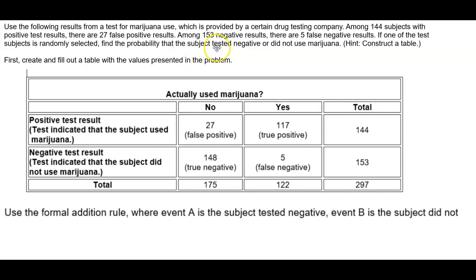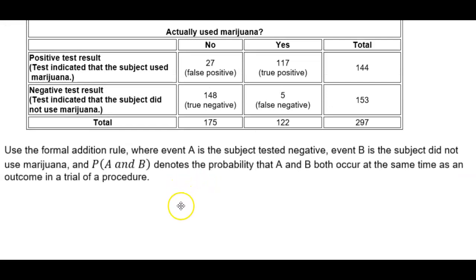Okay, so again, we want to find, if one of the test subjects is randomly selected, the probability that the subject tested negative or did not use marijuana. So we're going to use the formal addition rule, where event A is the subject tested negative, event B is a subject that did not use marijuana, and the probability of A and B denotes the probability that A and B both occur at the same time as an outcome in a trial procedure, meaning that we don't want to count the value twice.